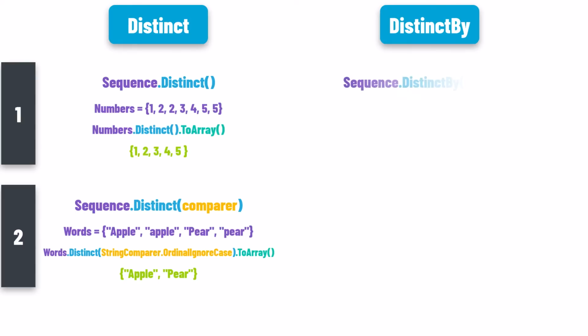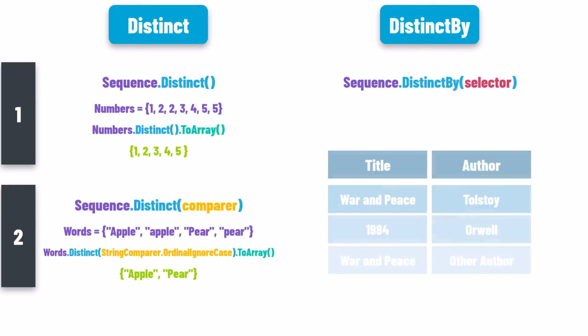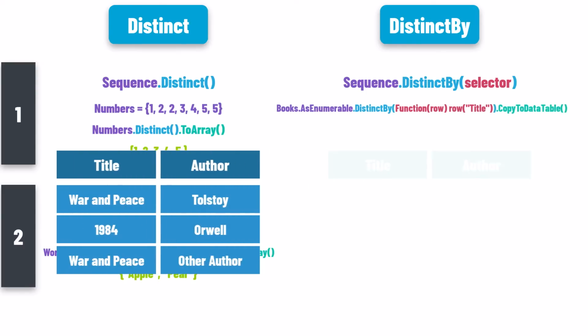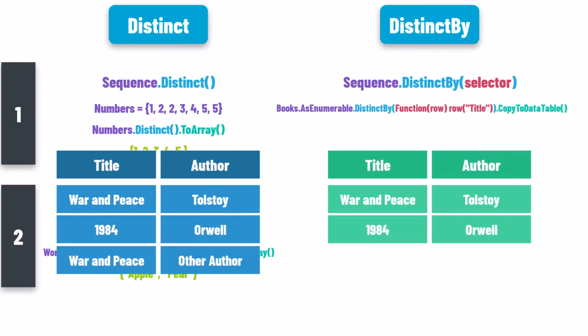With the first overload, you provide a selector function that tells the method what to look at when deciding if an item is unique. Imagine we have a list of book titles with authors and some titles are repeated, but with different authors. If we want to consider a book unique based on its title only, regardless of the author, we could use DistinctBy like this. The result will be the following table, that contains only the distinct rows based on the title column.